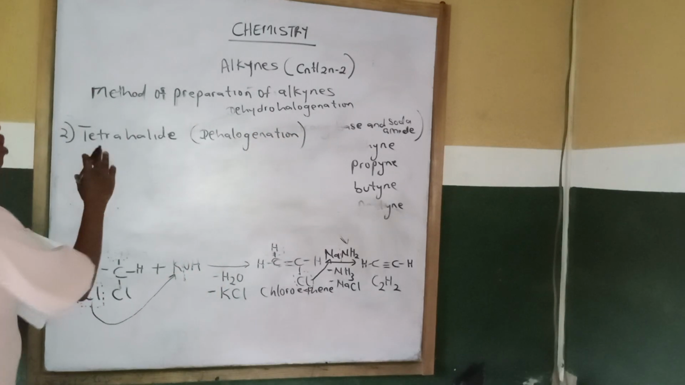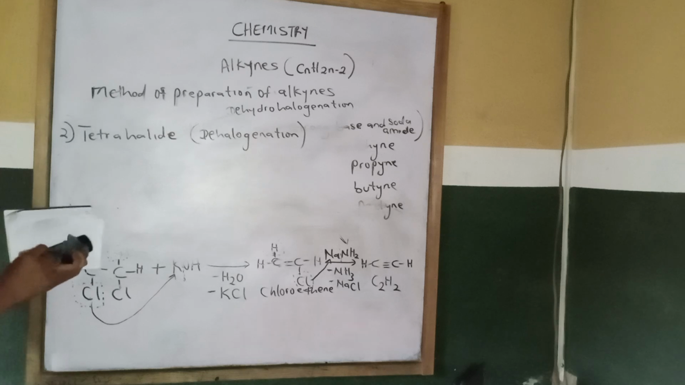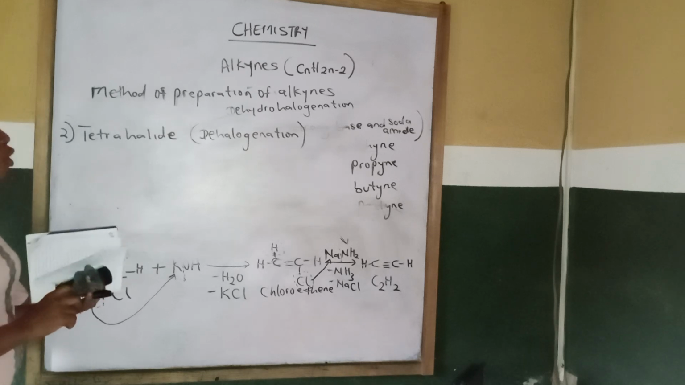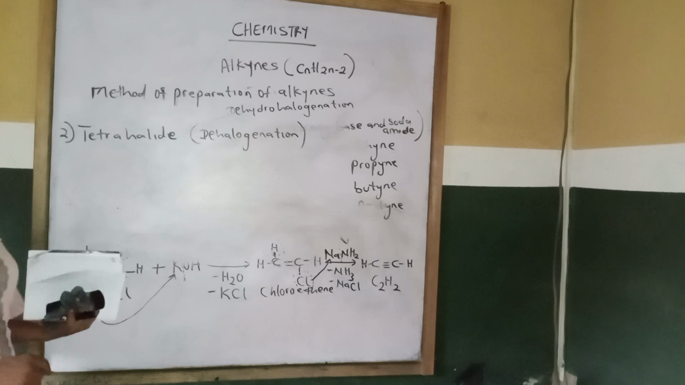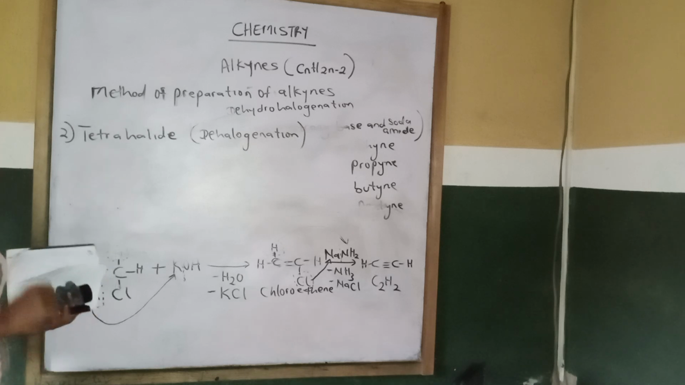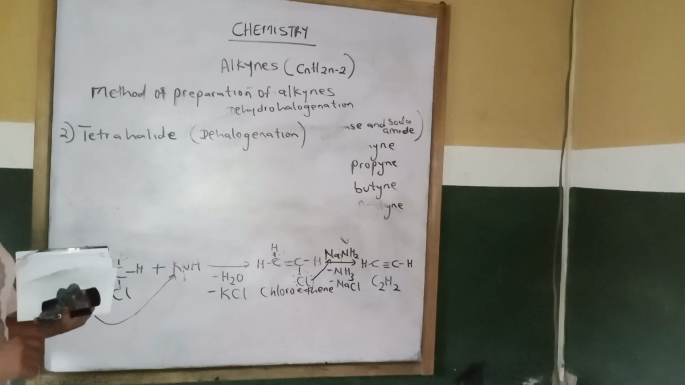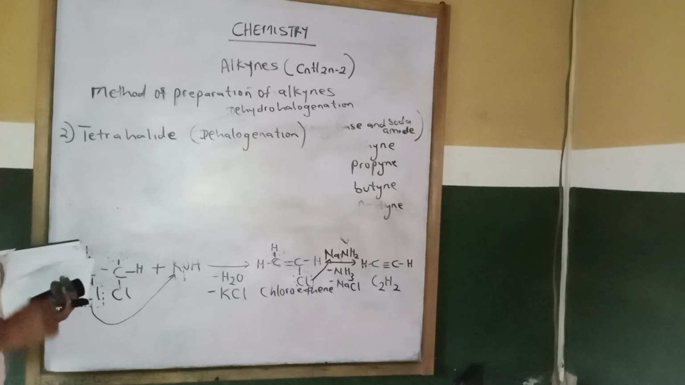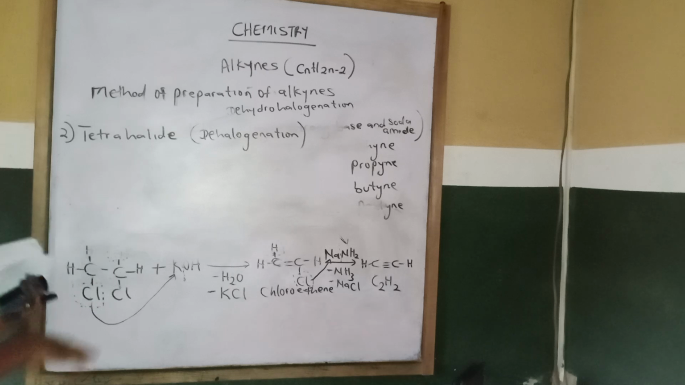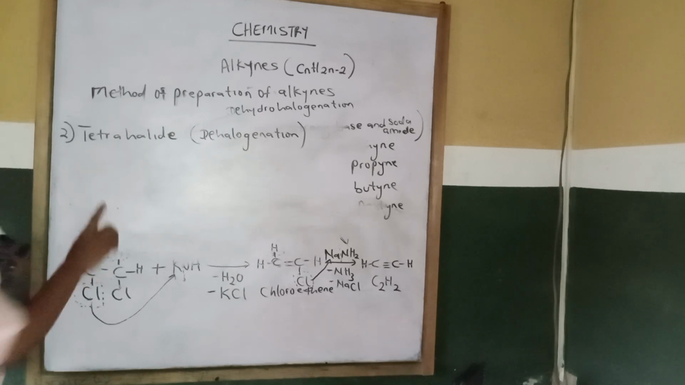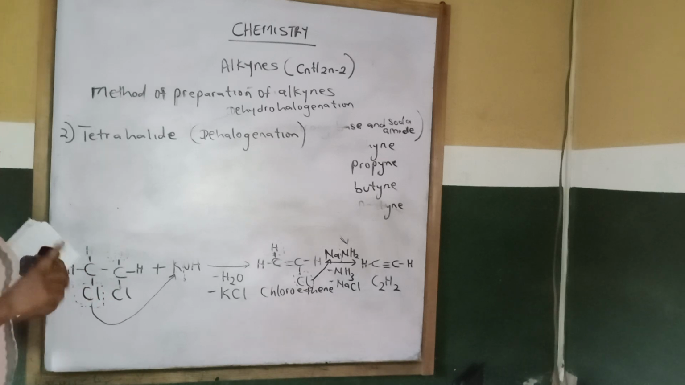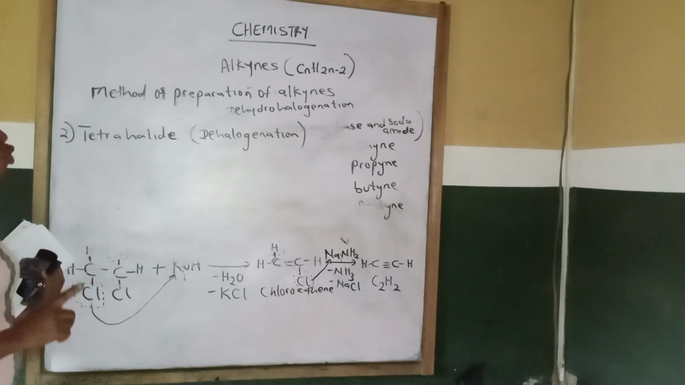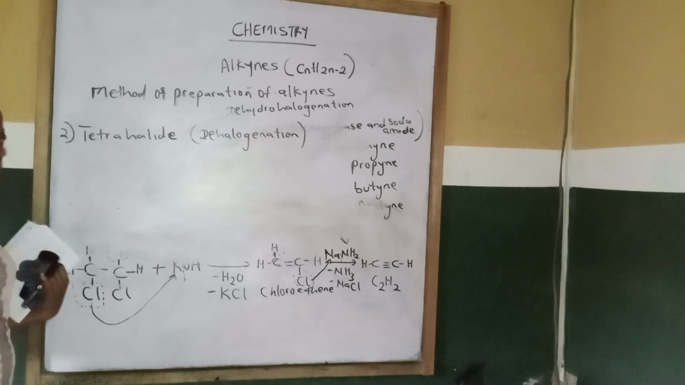Then we are going to add four halogens to the structural formula of alkane. Don't forget that our starting material is alkane. So tetra means four. So there will be addition of what? Four halogens to a corresponding alkane.